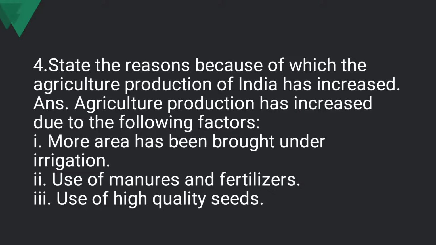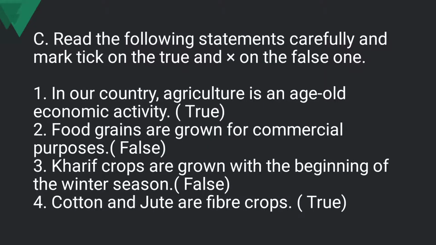Fourth question, state the reasons because of which the agriculture production of India has increased. Agriculture production has increased due to the following factors. Number 1, more area has been brought under irrigation. Use of manures and fertilizers. Use of high quality seeds. Due to the development in our agriculture, more area has been brought under irrigation, and there is use of manures and fertilizers and use of high yielding varieties; these are the main reasons for the increased production. Moving ahead with the next exercise, we have to read the following statements carefully and mark a tick on the true and a cross on the false ones.